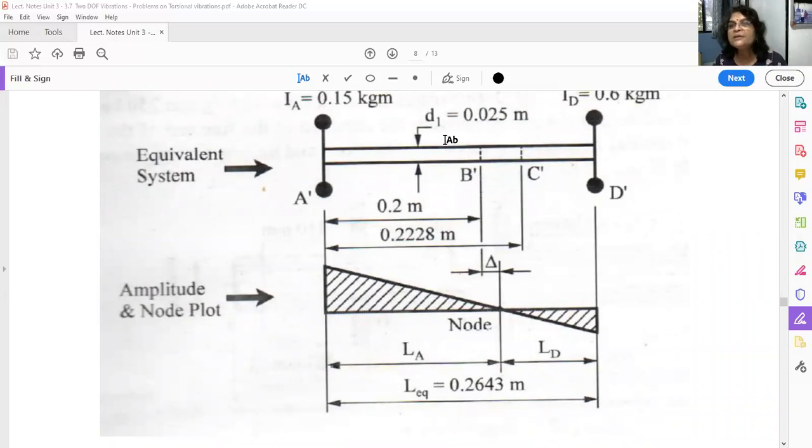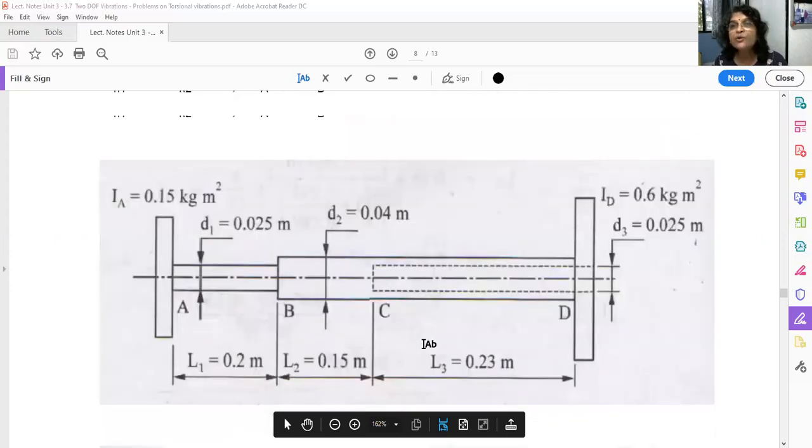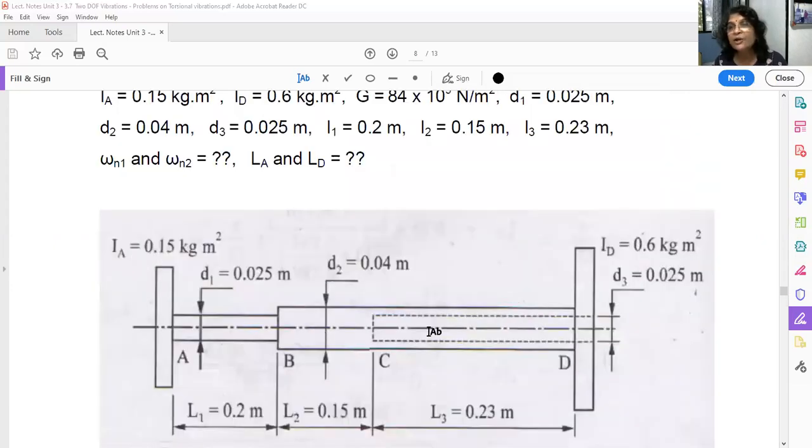So for DE equal to D1, we have to find out how much the equivalent length is, that is LA plus LD, and this is the node point. Once we find this LE, we have to find out where this node lies. Once we find the node point distance, we have to see where that node lies, whether here, here or here.